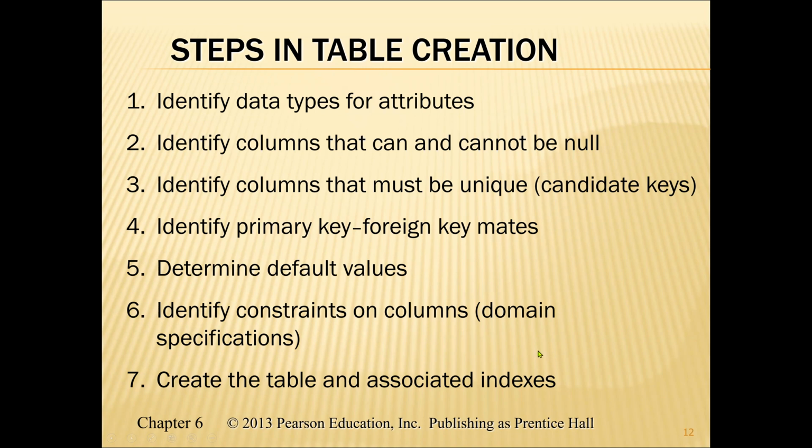We discuss about that. Also, we can create a table and the associate indices. So after we identify all these elements up to 6, then we create a table. Then if possible, we can create indices. Indices is basically to be able to access the table very quick.